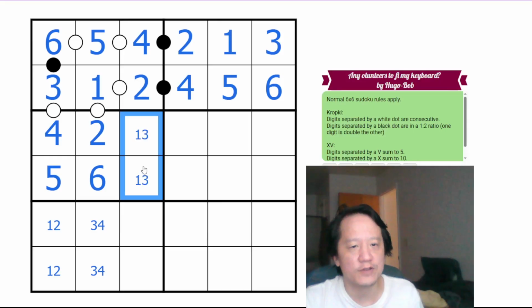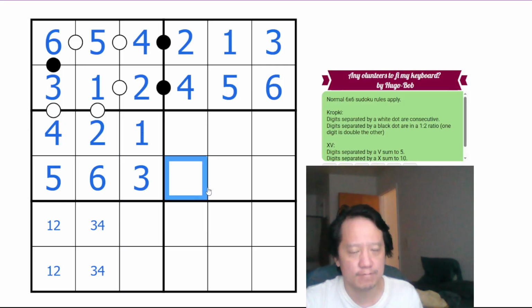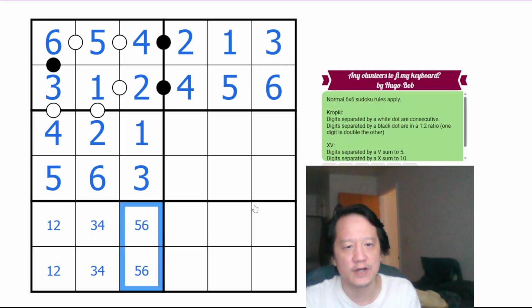That means we have 1 and 3 remaining in the rest of this left central box. 3 can't be here because it's next to the 2, which would add up to 5 and with no V between them. So this is 1, that's 3. That leaves the remaining digits as 5 and 6.